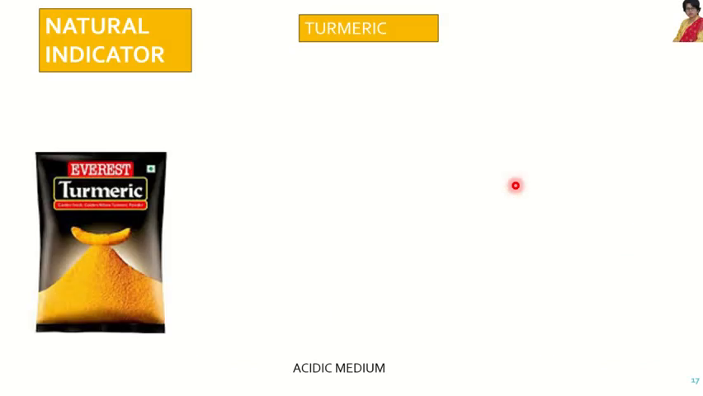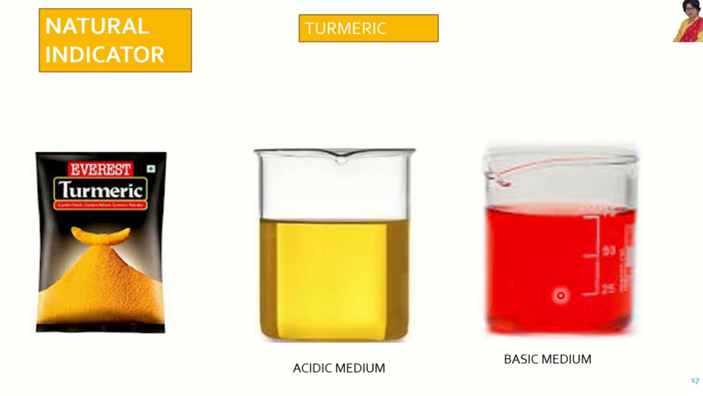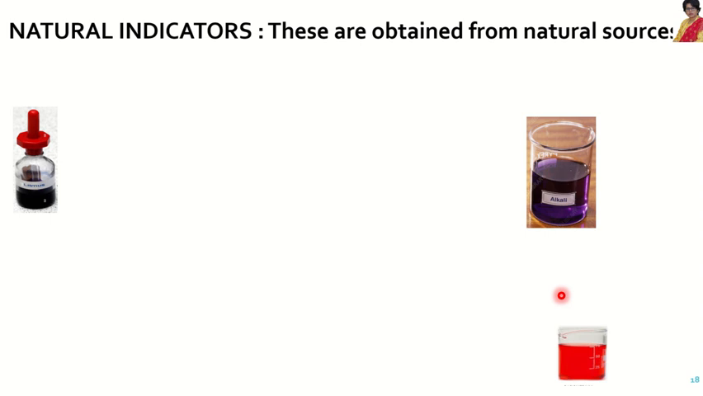Next natural indicator is turmeric. The color of turmeric is yellow. In acidic medium, it will remain yellow in color. In basic medium, it will change into reddish brown or red color.